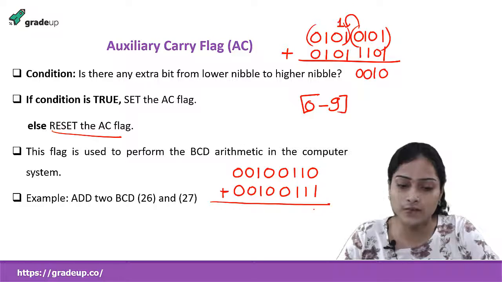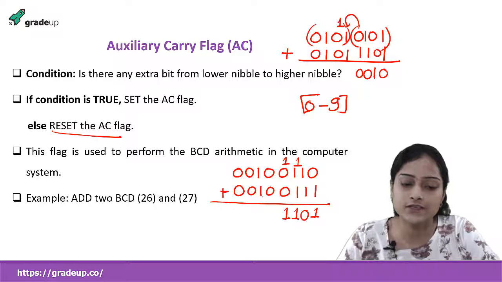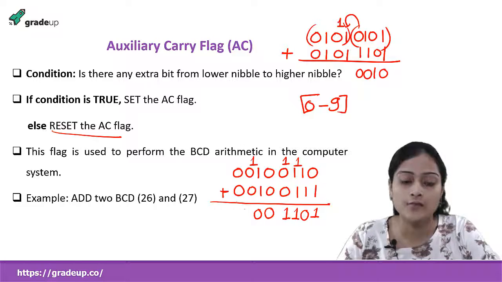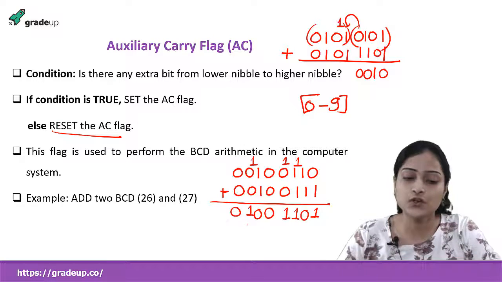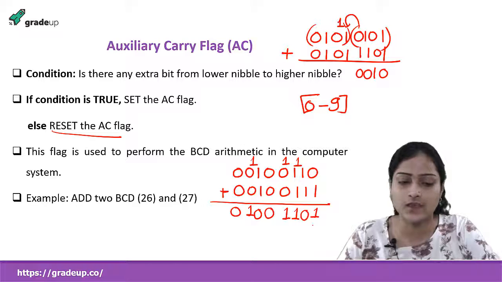See, 0111 plus 1110, and a carry is produced. Triple ones will produce output as 1 and an extra carry 1 over here. 0, 0, again 0110, and a carry is produced, 1, 0. So your output is this.